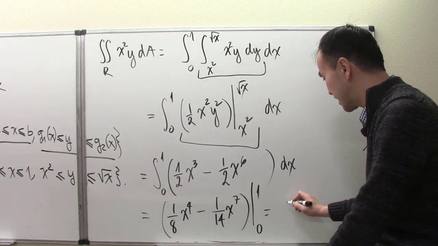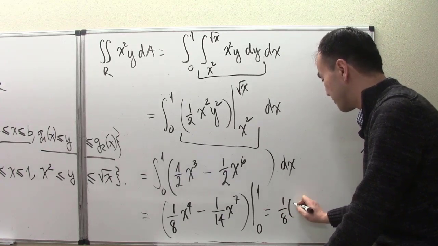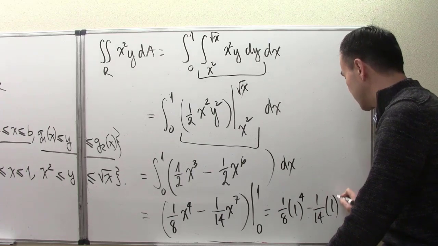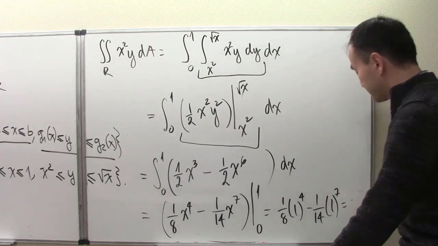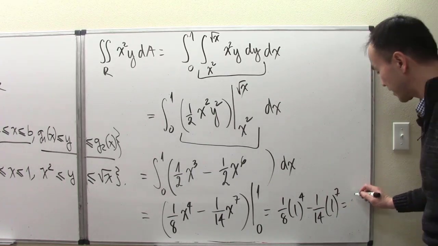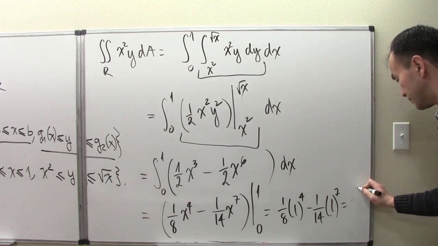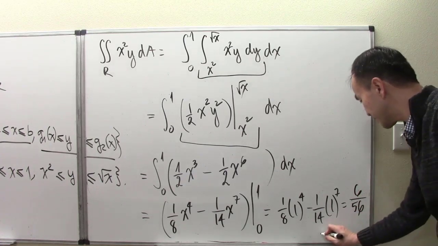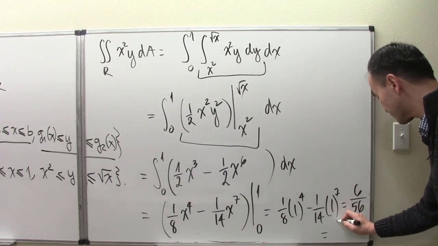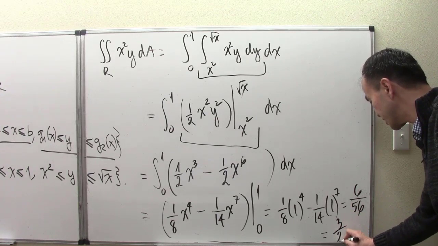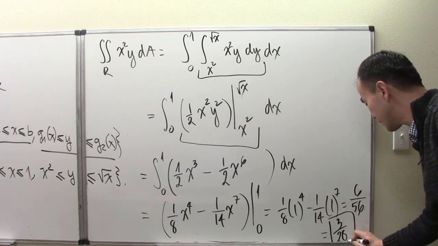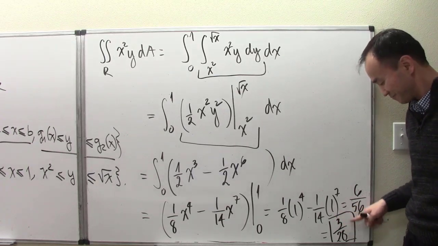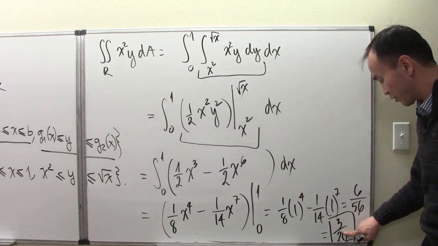So the answer comes out being 1/8 times 1 to the 4th minus 1/14 times 1 to the 7th right here. So the final answer comes out being 6 out of 56. And we can reduce that into 3 out of 28. That is our final answer for this double integral.